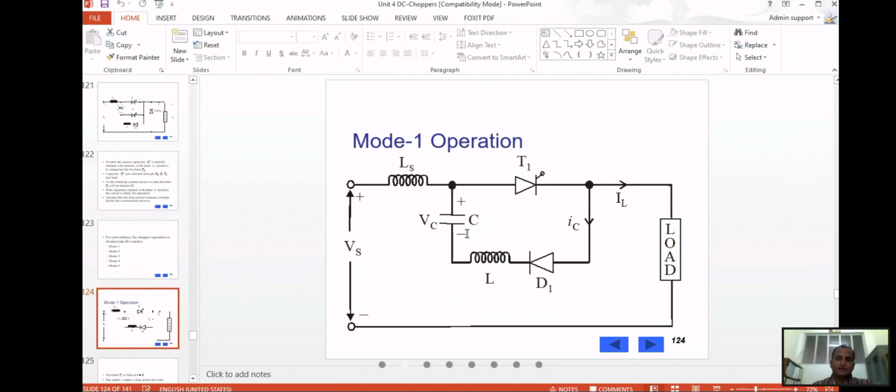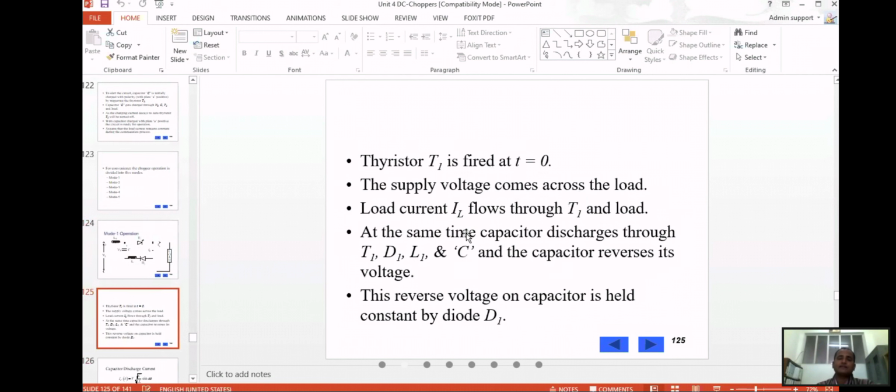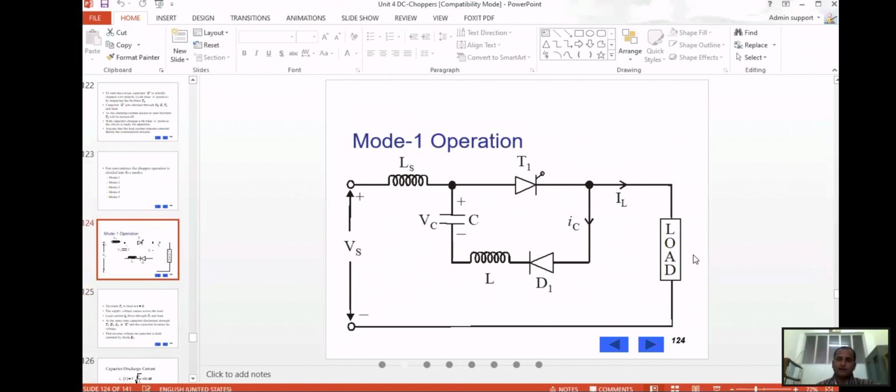This is the first mode, where thyristor T1 is conducting. In this case, thyristor T1 is fired at t equals 0, and the supply voltage will come across the load.